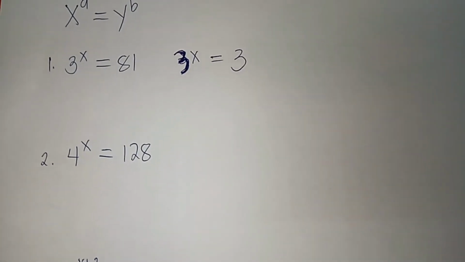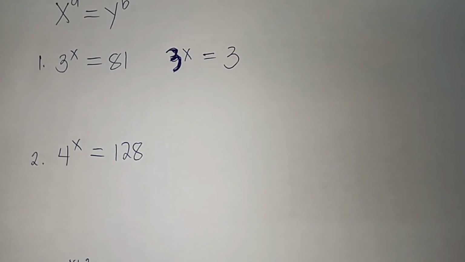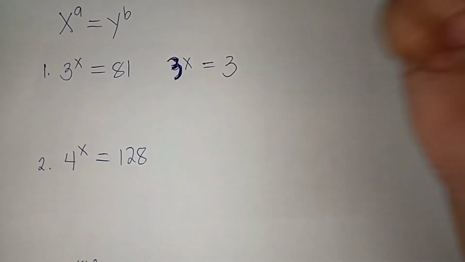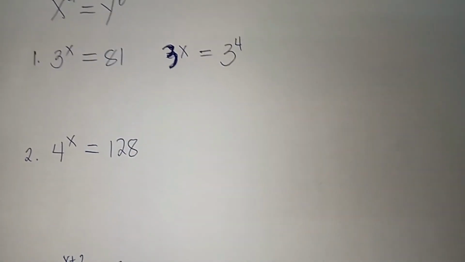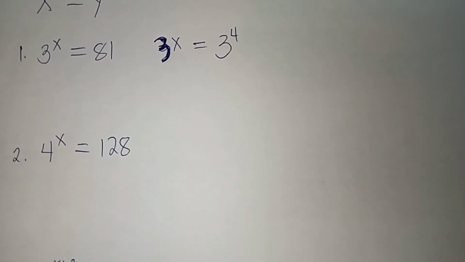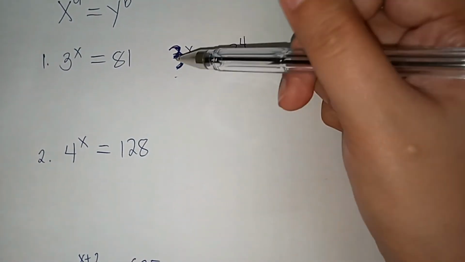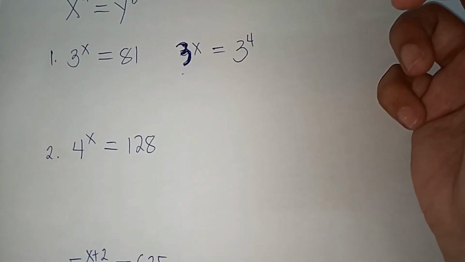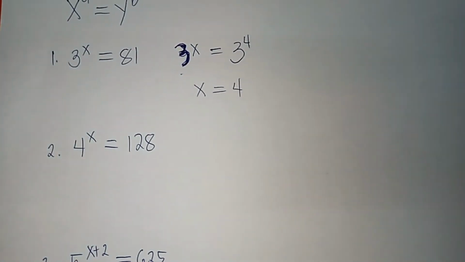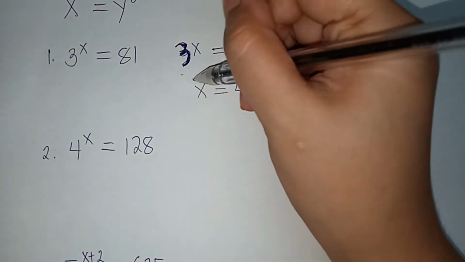Ano po kayang exponent natin ni 3 para siya ay mag-equal kay 81? That would be 4. Kasi 3 times 3 is 9. 9 times 3 is 27. 27 times 3 is equal to 81. Okay? Since pareho na po yung basis nila na 3, pareho na silang 3, so ibaba na po natin yung exponent nilang x equals, then ibaba natin yung 4. That means, ang missing na exponent ni 3 raised to x ay 4.